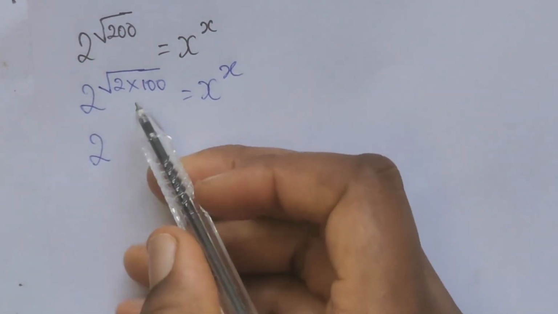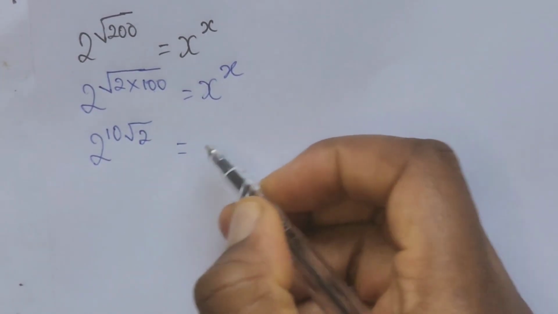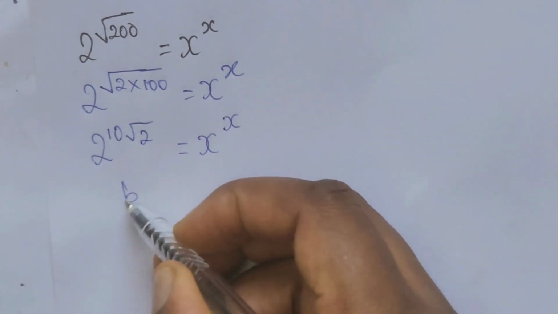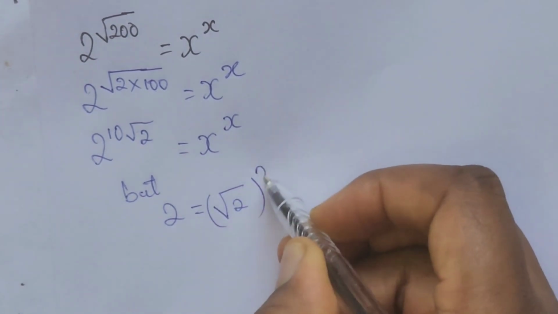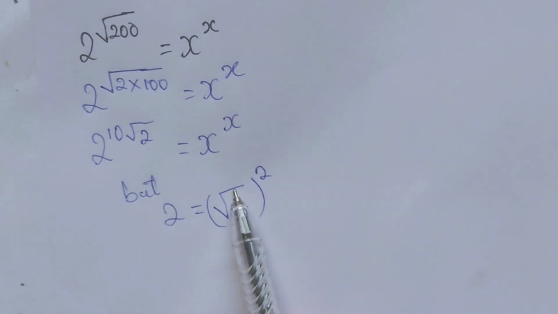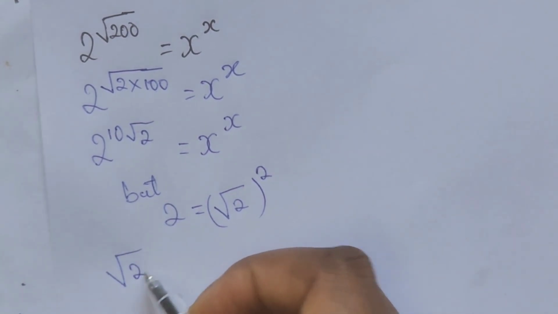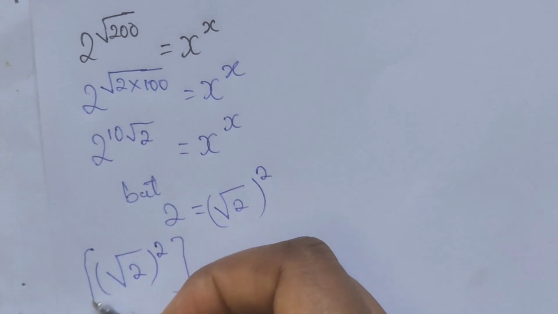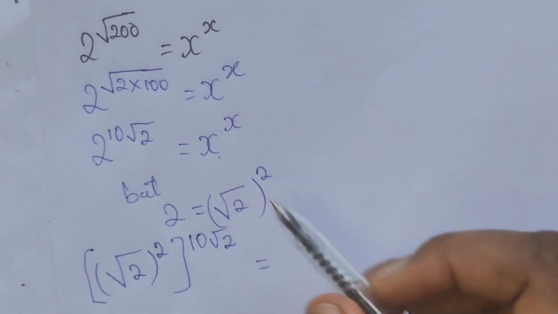From here we have 2. The square root of 100 is 10, so we have 10 root 2, which is equal to x to the power of x. But when we have 2, this is the same as the square root of 2 all squared, because this square will handle the square root sign to get back 2. So we can rewrite the 2 as the square root of 2 all squared, further raised to the power of 10 root 2, is equal to x to the power of x.